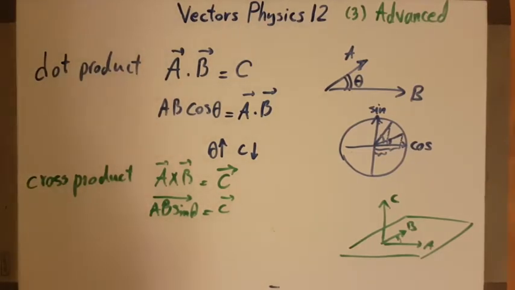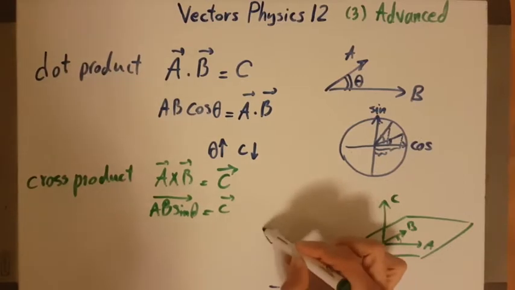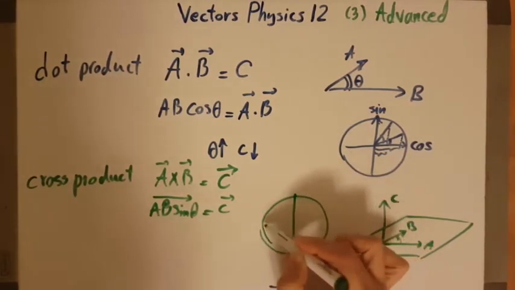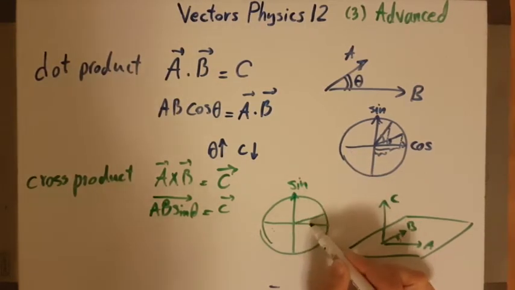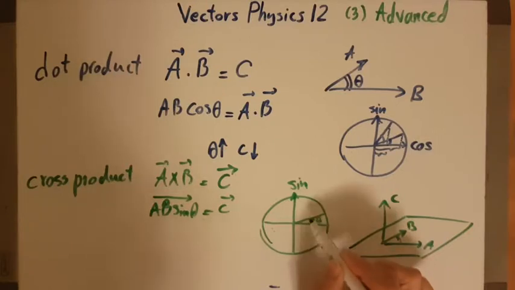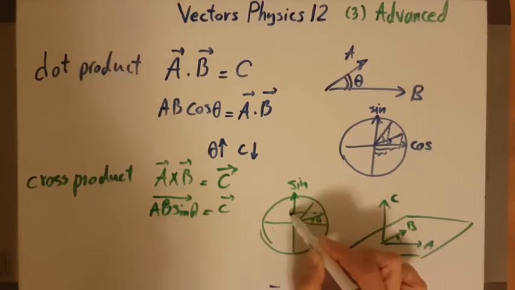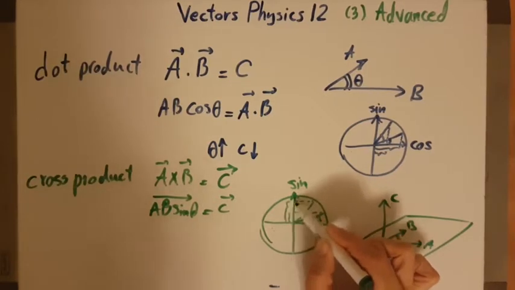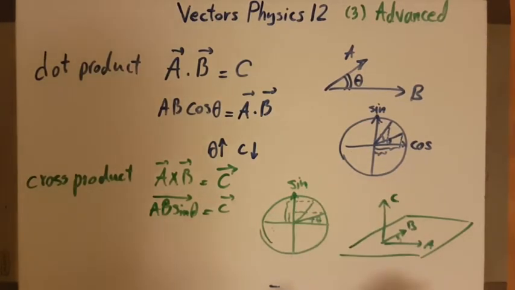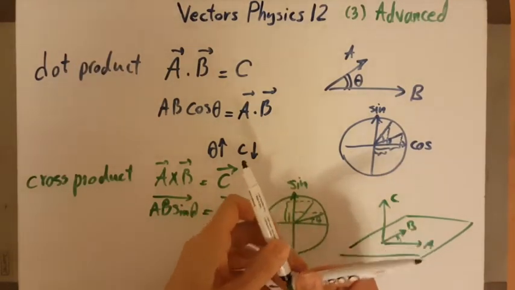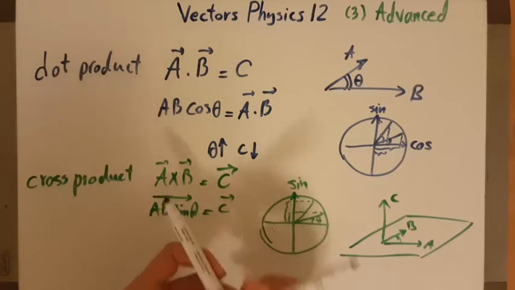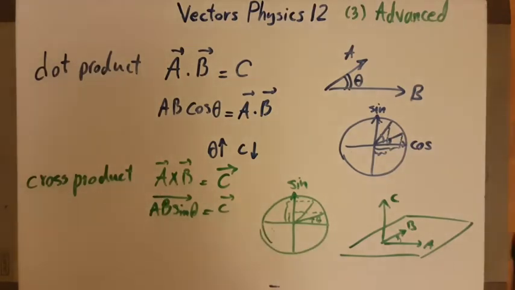Look at a very interesting point here. You remember your unit circle. This is the sine. The bigger your angle gets, if this is theta, the bigger the sine of theta gets. So the bigger the angle between the vectors gets, the bigger the result C would be. Opposite of the dot product.